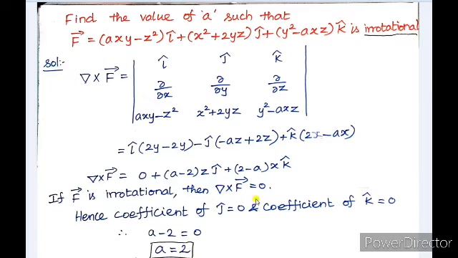That means a is equal to 2. If you take the coefficient of k cap equal to 0, it means 2 minus a into x is equal to 0. Here also we get the value a equal to 2 only. So now we got the answer: a is equal to 2.